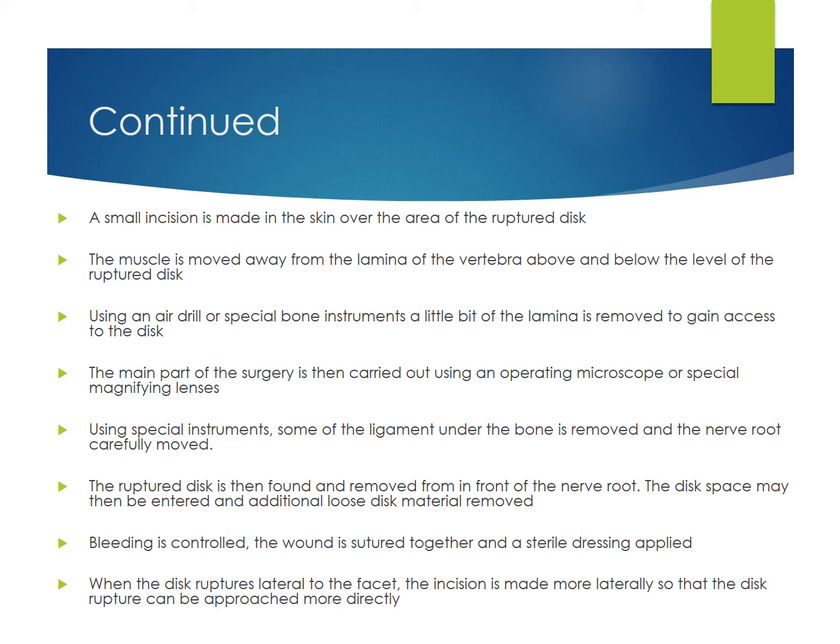Using special instruments, some of the ligament under the bone is removed and the nerve root is carefully moved. The ruptured disc is then found and removed from the nerve root. The disc space may be entered and any additional loose disc material removed. Bleeding is controlled, the wound is sutured together, and a sterile dressing is applied. When the disc ruptures lateral to the facet, the incision is made more lateral so the disc can be approached more directly.